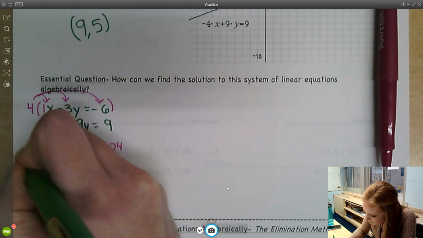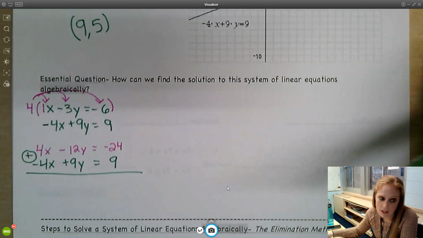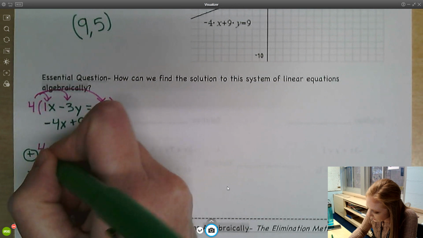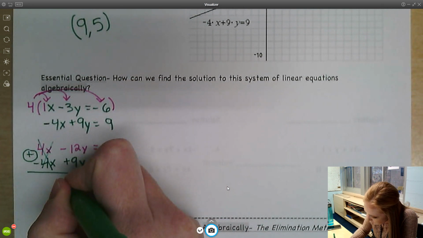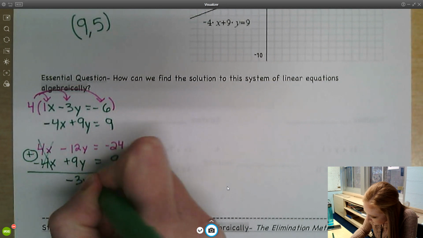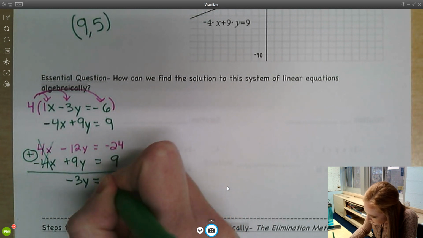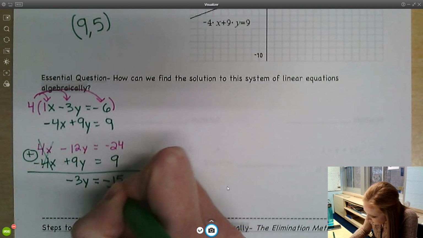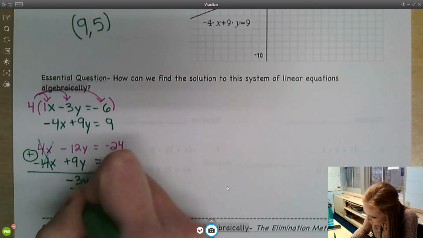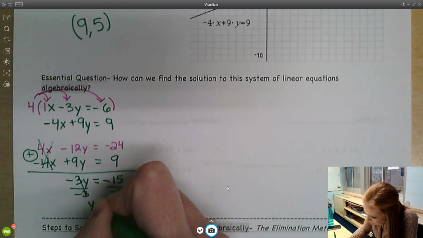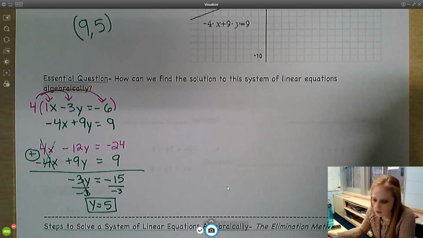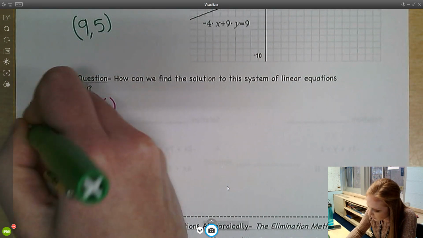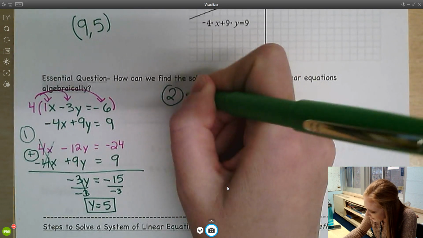Now we can add our two equations together and use elimination. 4x plus a negative 4x will cancel. Negative 12y plus 9y is going to give me negative 3y. Negative 24 plus 9 is going to give me negative 15. Divide both sides by negative 3. Y equals positive 5, which is what we found graphically. Okay, so the first thing we did was find y. Now we're going to go ahead and find x.